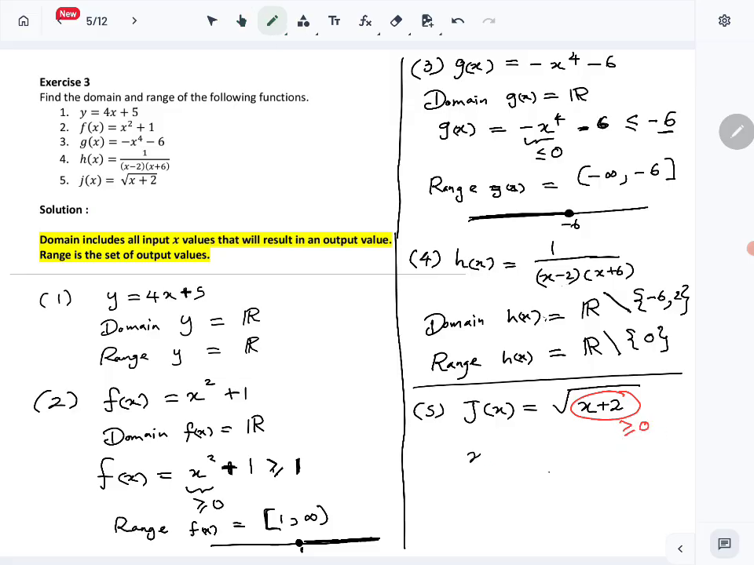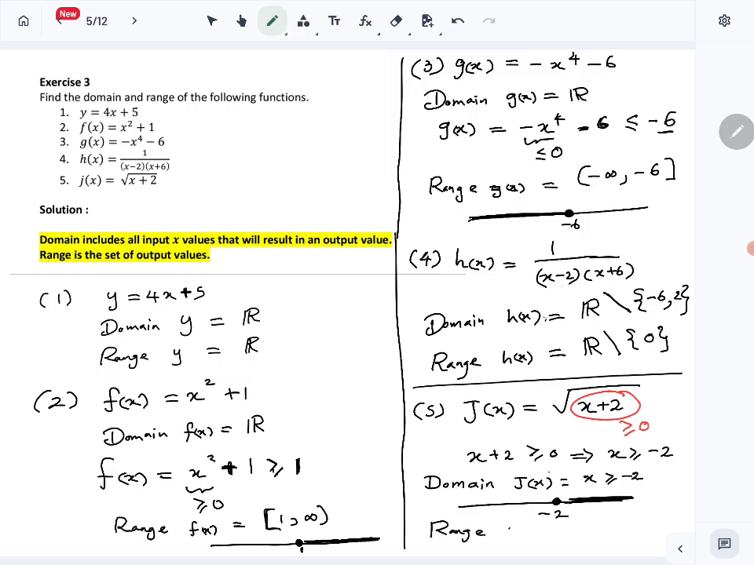So whatever expression you have inside, it has to be greater than or equal to 0. Then x has to be what? Greater than or equal to minus 2. So the domain is what? Domain is x greater than or equal to minus 2. So on a number line, it's what? Everything to the right of minus 2.